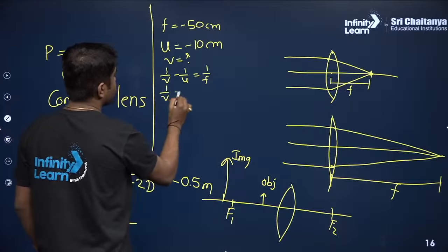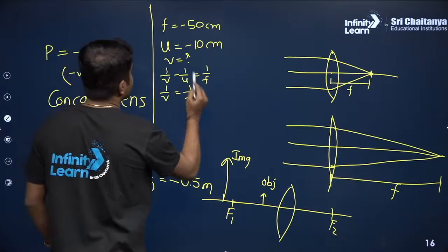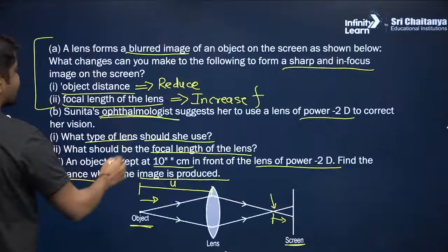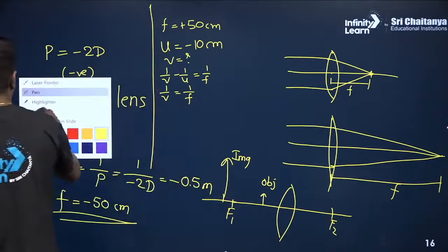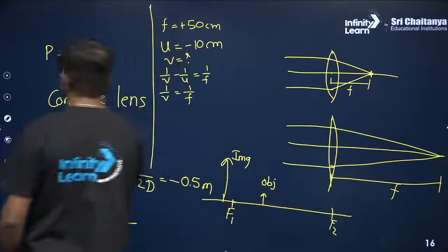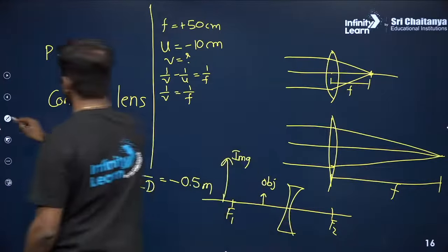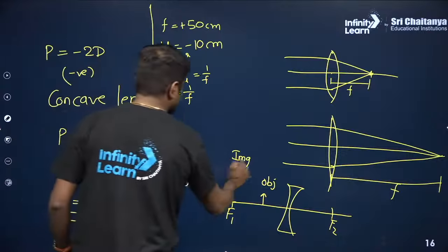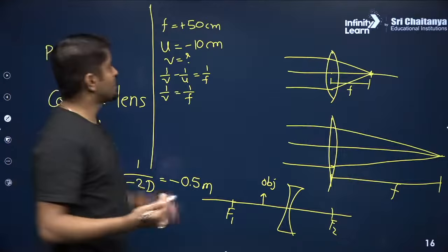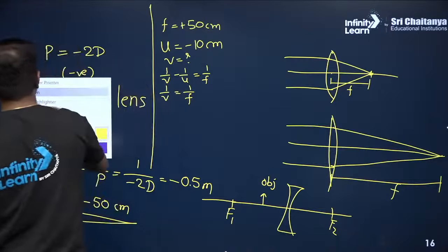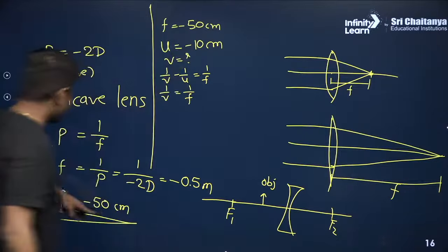So 1 by V is how much? 1 by V is 1 by F. Sorry, there is a convex lens. So the focal length is positive. Sorry, it is negative. This is not a convex lens. My bad. There is a concave lens. There is an object here. This location. Okay, so it is going to form the diminished image. Focal length is minus. Focal length is given as -50. Okay, there is a focal length -50.